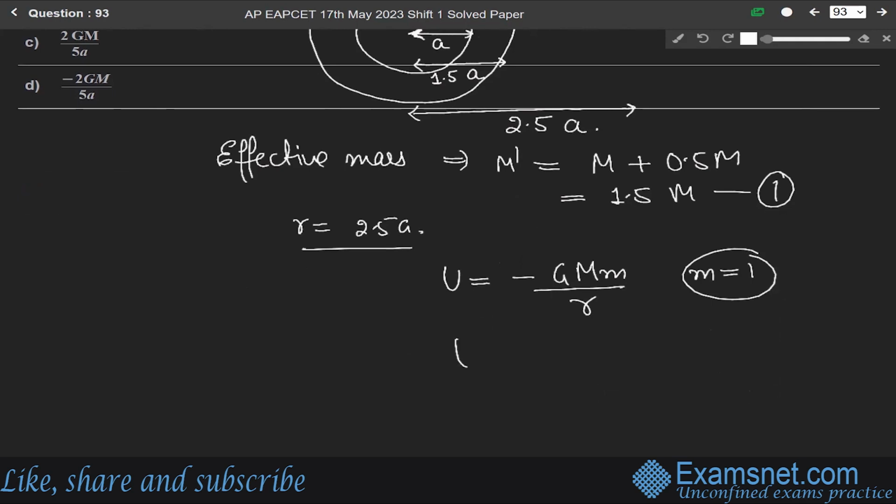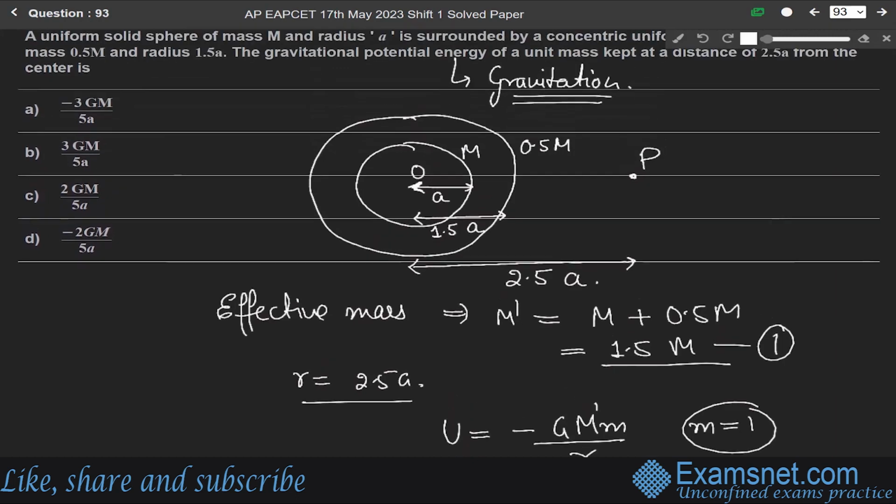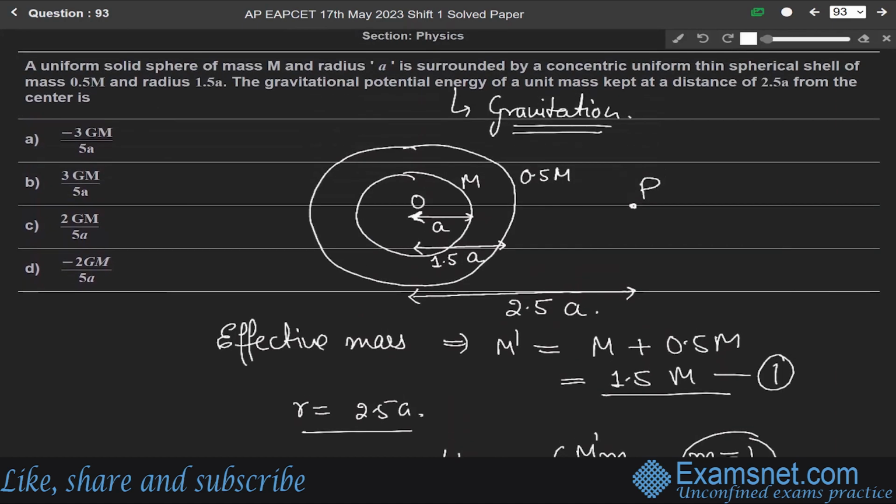So we can write potential energy will be equal to minus G, and capital M is what? 1.5m. So we can write 1.5m over r, which is 2.5a. So solving it, we get U is equal to minus 3GM over 5a. This is our final answer. So the correct option is minus 3 by 5 GM by a. So the correct option is option A.